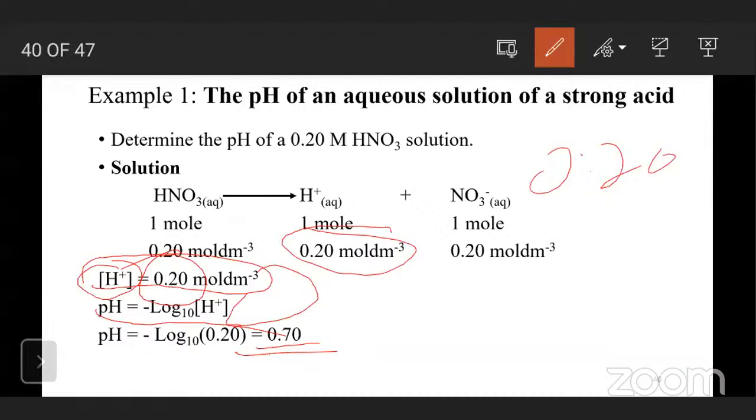What does this value suggest? This suggests to you that this is a very strong acid, and it's also very concentrated.